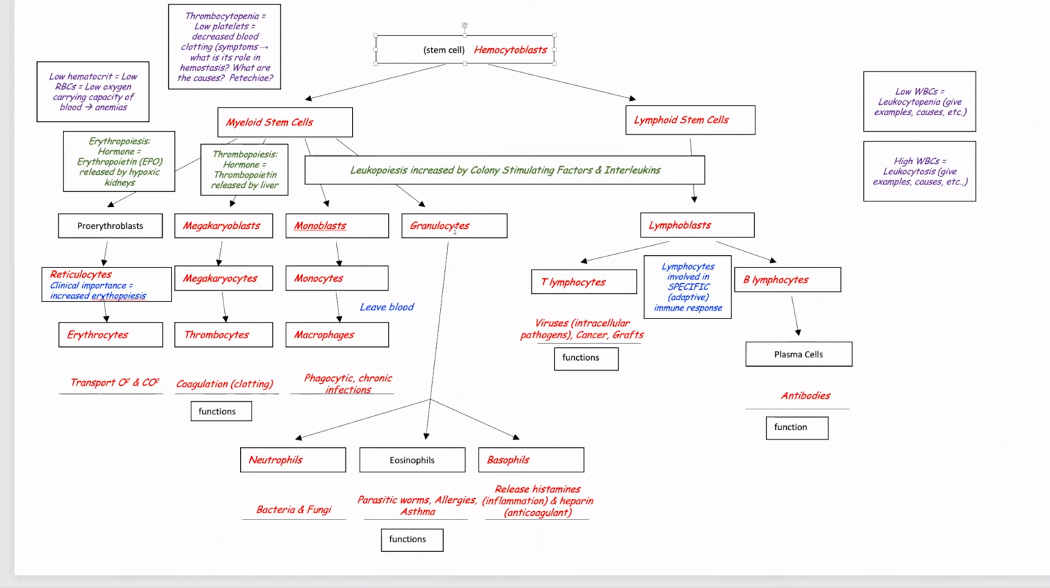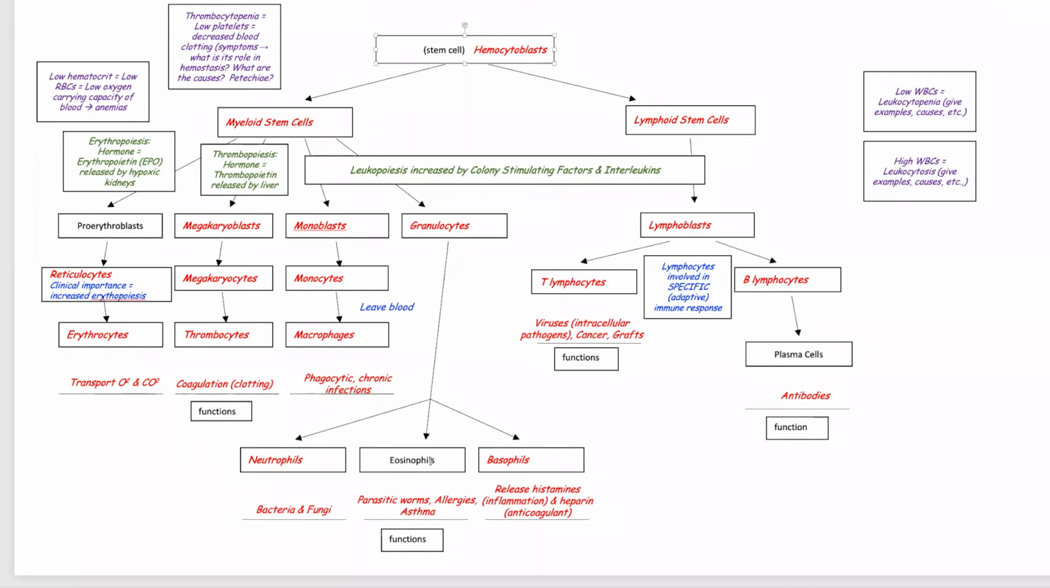Let's look at the granulocytes. We mentioned earlier that there are 3 types of granulocytes, and they all end with "phil": neutrophils, eosinophils, and basophils. For lab, you're going to need to know that neutrophils will attack bacteria and microscopic fungi.